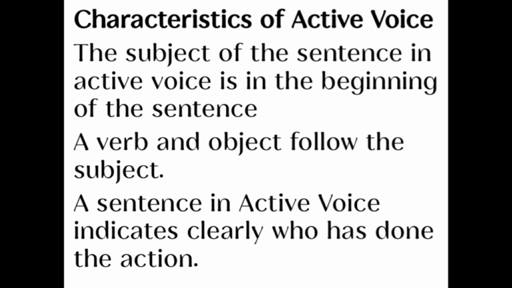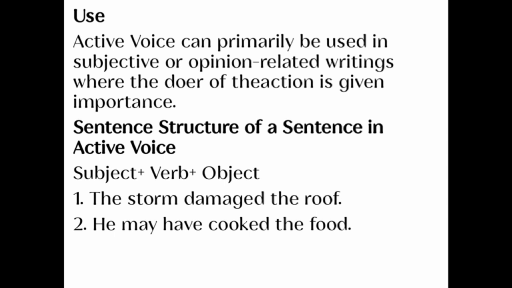A verb and object follow the subject. A sentence in active voice indicates clearly who has done the action. So it will be clear that who has done the action in active voice. Use of active voice. Active voice can be primarily used in subjective or opinion-related writings where the doer of the action is given importance. So, here in the use of active voice, the doer of the action is given importance.